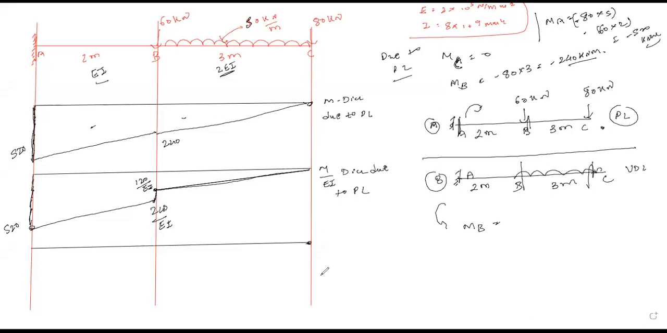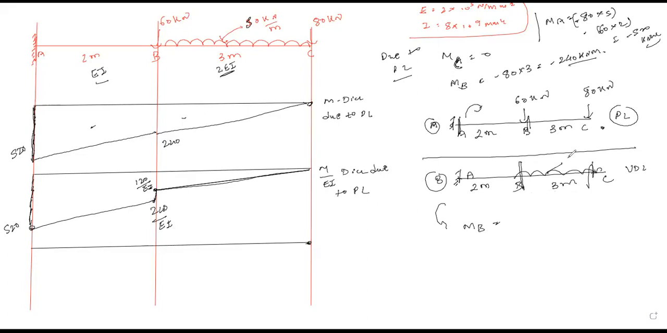Wrong. 14 is wrong. Plus or minus? Wrong. Your right answer is minus 225. Just cut a section. Keep in mind, we will consider only the uniformly distributed load. We will not consider any point load. Just cut a section at this point.